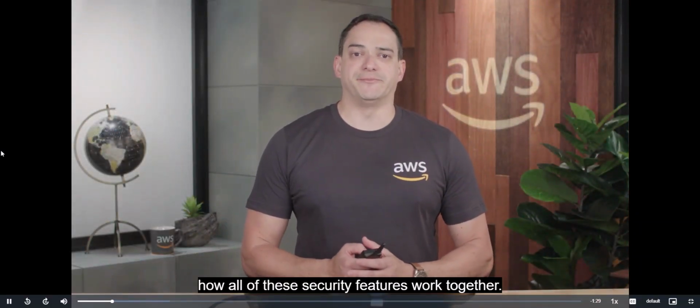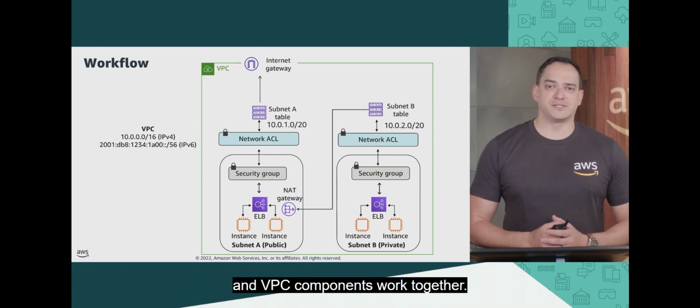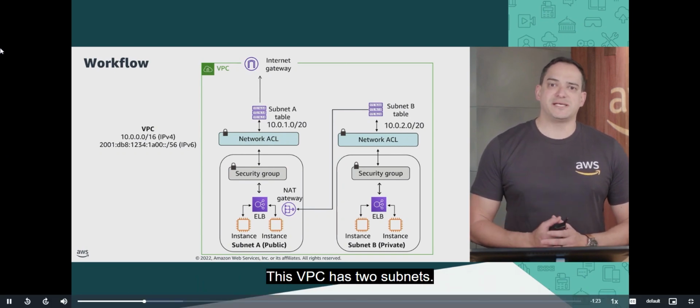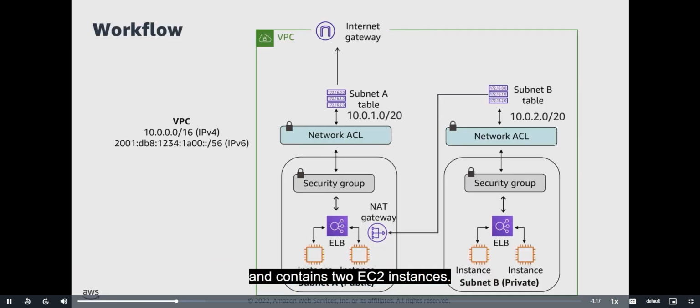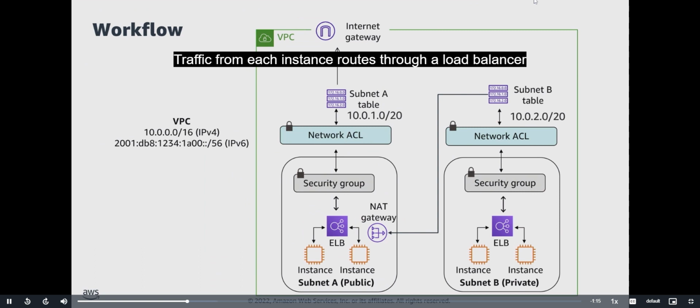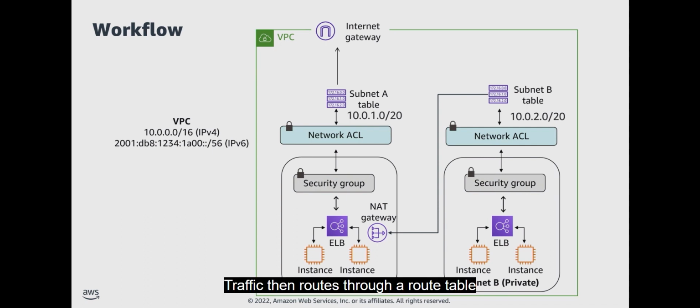This section examines how all of these security features work together. This diagram shows how load balancing and VPC components work together. This VPC has 2 subnets. Subnet A, which is a public subnet, contains 2 EC2 instances. Traffic from each instance routes through a load balancer to a security group and then to a network ACL. Traffic then routes through a route table to an internet gateway.